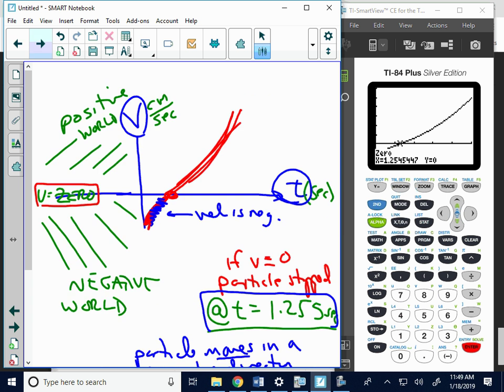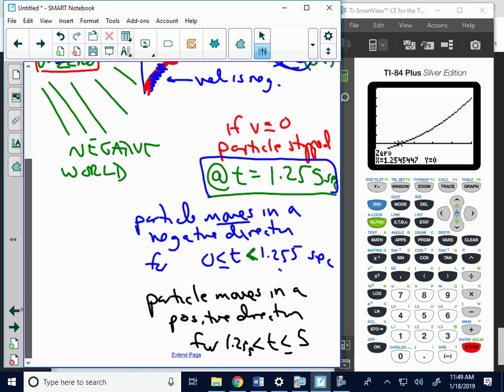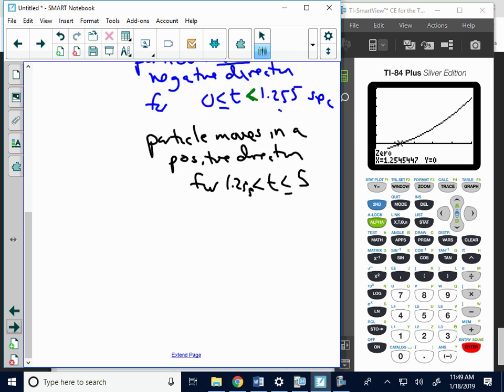Okay, now what else might you be interested in other than the direction of motion? What might you be interested in if you're describing motion? Okay, possibly acceleration. Let's talk about speed. Okay, speed.